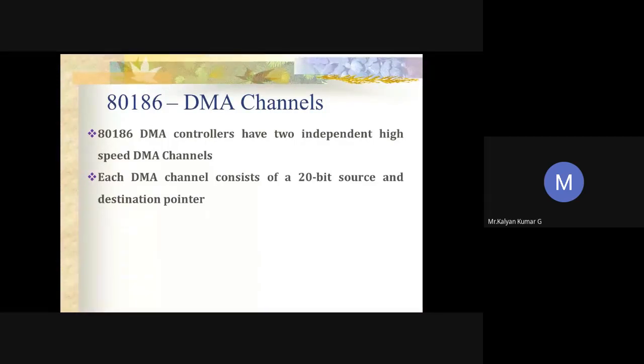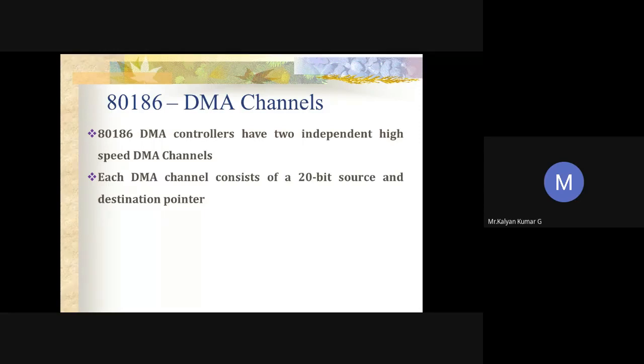So the 80186 DMA controller has 2 independent high-speed DMA channels, and data transfers can take place between memory and IO devices, memory to IO, IO to memory, or even within the same space, like memory to memory or IO to IO. Whatever it may be, all these are possible with the help of these channels. As usual, data can be transferred either in 8 bits, or bytes, or in 16 bits, or words, from any even or odd address.